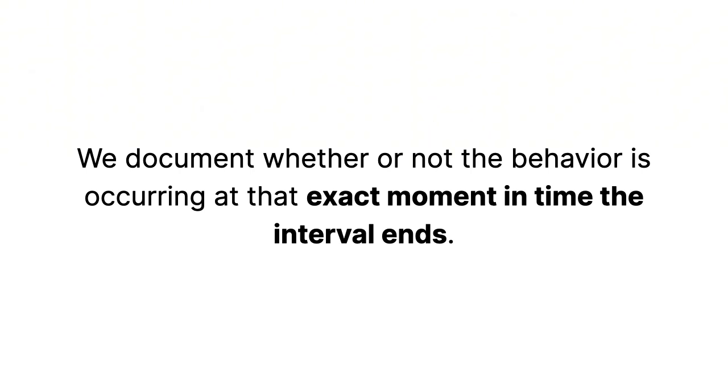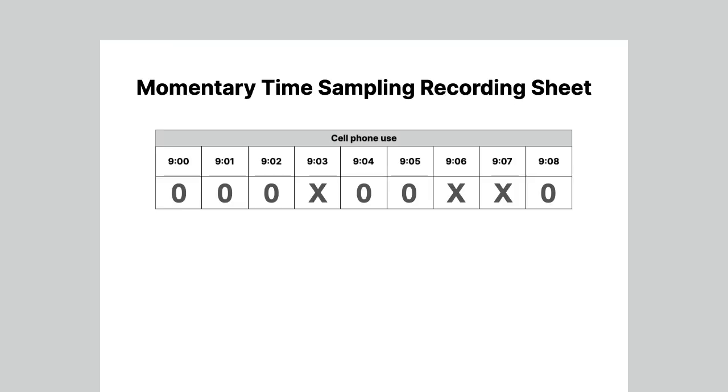It doesn't matter if it was happening during the interval or if it lasted the entire interval, we are only looking at the end of the actual interval. An example behavior you can monitor using momentary time sampling procedures is cell phone use. You can have 1-minute time intervals, and at the end of each minute, look up. If the student is on their phone at that time, they get an X in the box, and if they're not on their phone, they get a 0 or an O in that box. During the actual interval, you're not collecting any data.